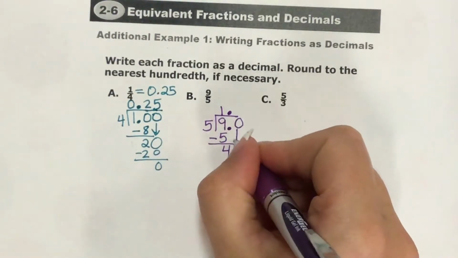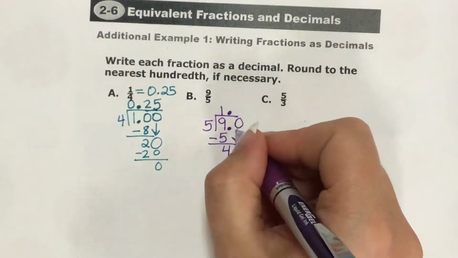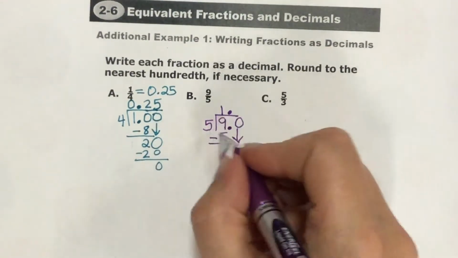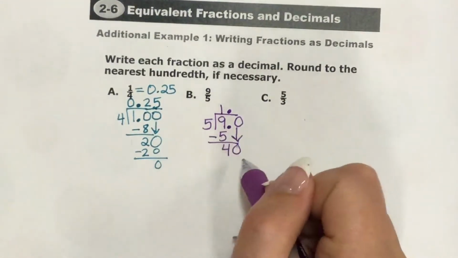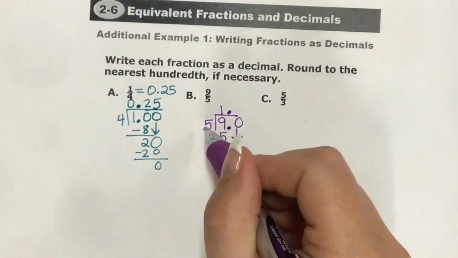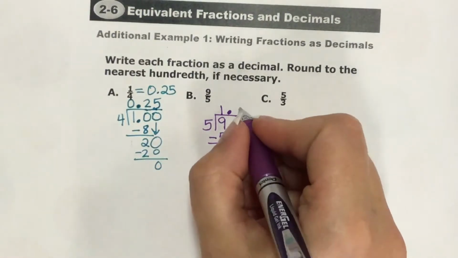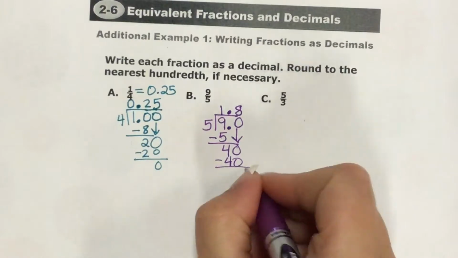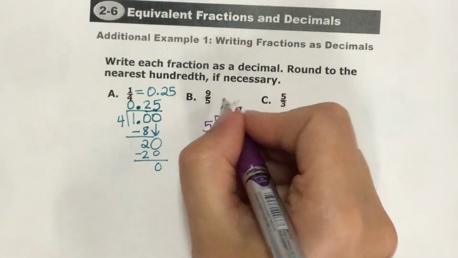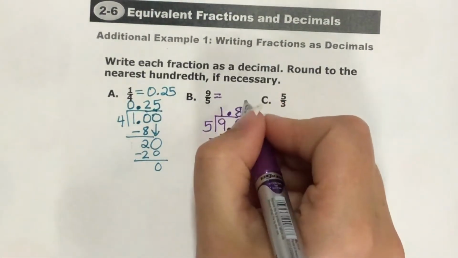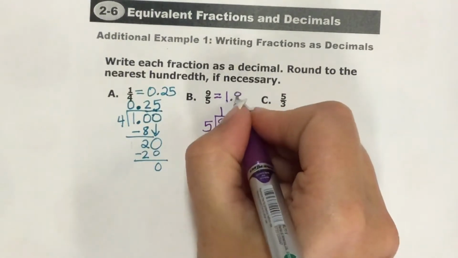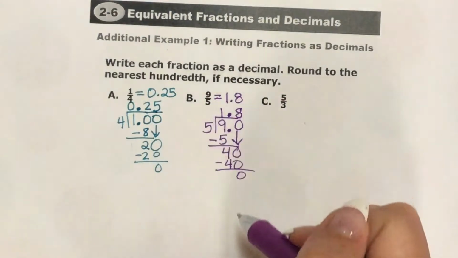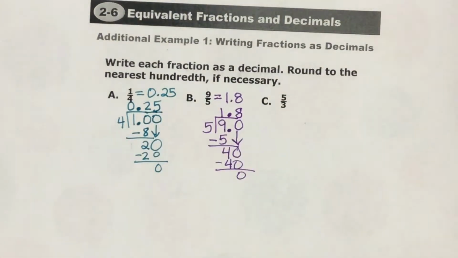And then I'm going to drop this down. I like to say, drop it like it's hot. I'm dropping that 0 like it's hot. Then we see how many times 5 goes into 40. 5 goes into 40 8 times. 8 times 5 is 40, and there is no remainder. So we know that 9/5 is the same thing as 1.8. That is the decimal equivalent of 9/5. Okay, on to C.